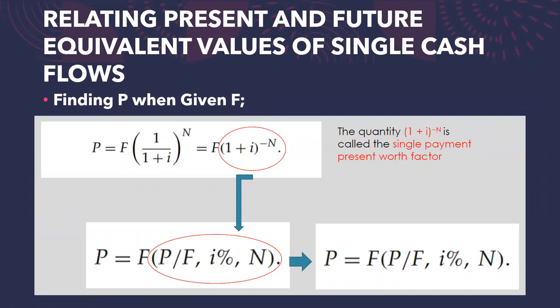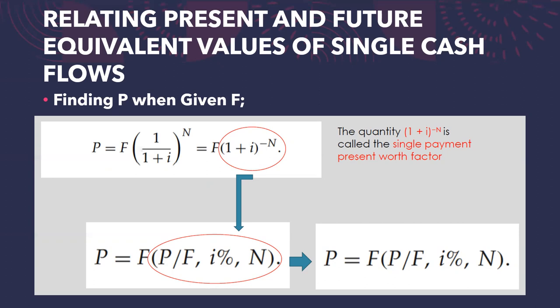Okay, now to calculate the P value, or the present value, when the future value is given, we need to just adjust our equation. In the previous scenario, it was F is equal to P into (1 plus i) to the power of N. If I make P the subject now, the present value as the subject, it becomes F into 1 over (1 plus i), or in other terms, F divided by (1 plus i) to the power of N. So it simply says F into (1 plus i) to the power of negative N.